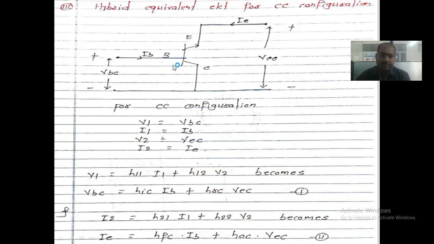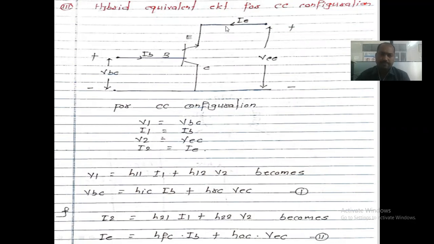When we make the common collector configuration, the base terminal is the input terminal, and the collector terminal is also taken as an input terminal. Whatever voltage is applied between the base and the collector terminal is called VBC. And whatever current flows in the base terminal is the IB current. So V1 is equal to VBC, I1 is equal to IB.